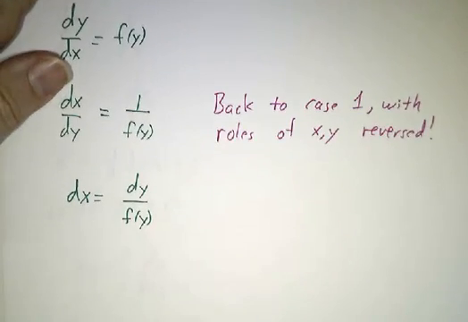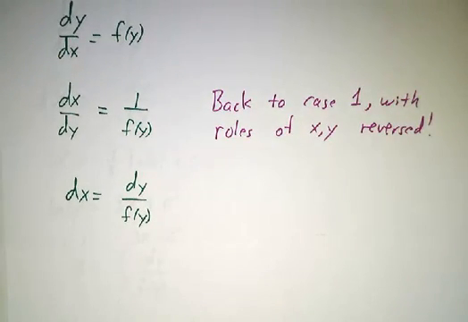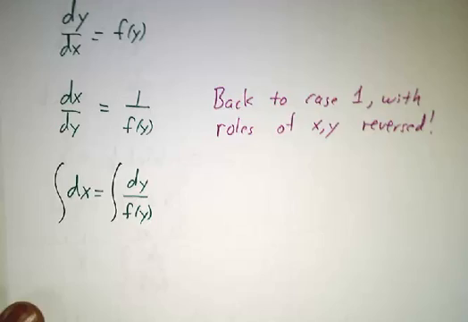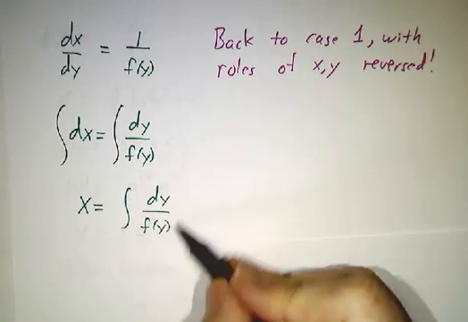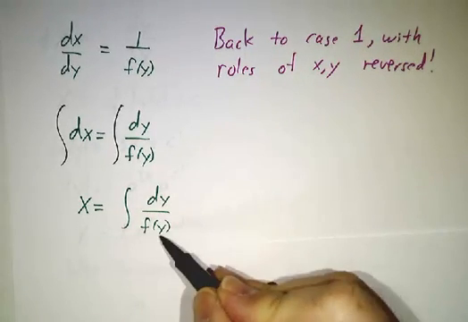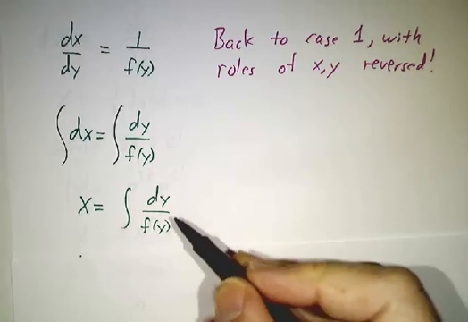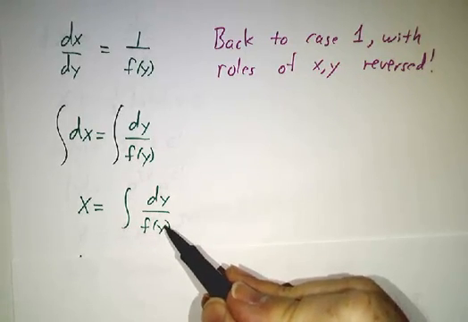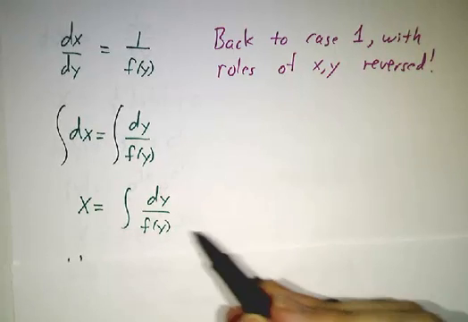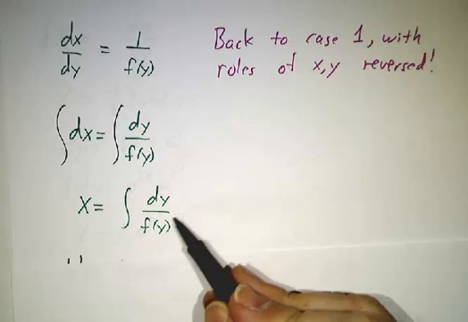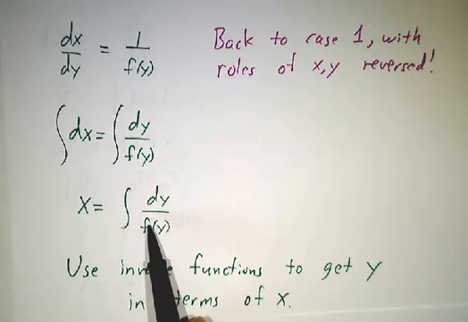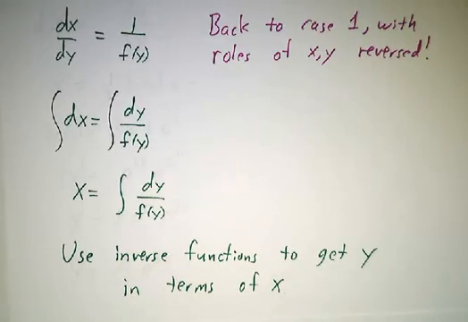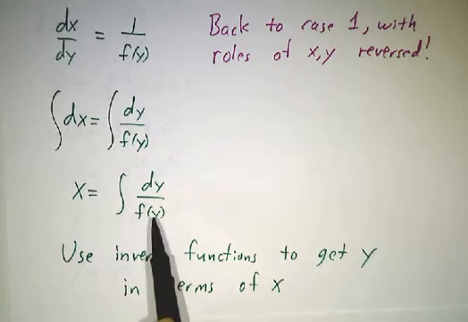We get dx is equal to dy over f of y, and then we integrate both sides. The integral of dx is x, and the integral of dy over f of y, well, that's an integral. We have to figure out how to do the integral, but it's just an integral. You don't have to use fancy methods of solving differential equations. You just have to be able to do an integral. That integral will involve an arbitrary constant, so you get a whole family of solutions. And then that gives you x in terms of y. What you really wanted was y in terms of x. You use your inverse functions to invert this, to solve for y in terms of x.